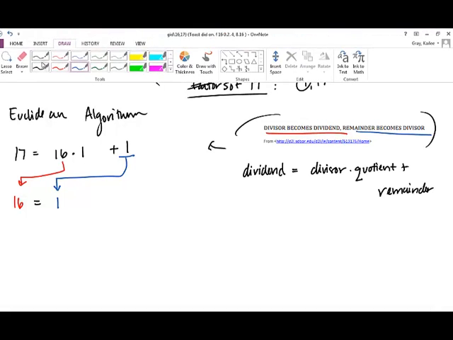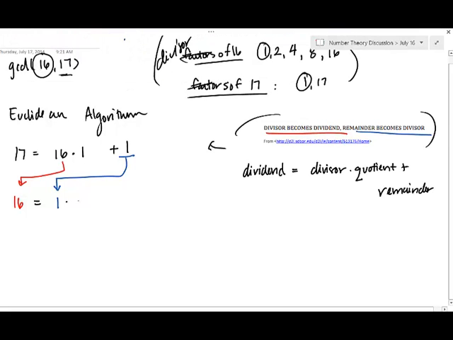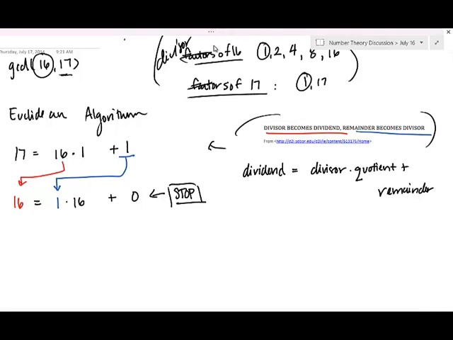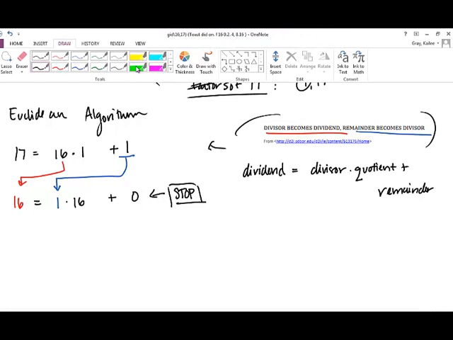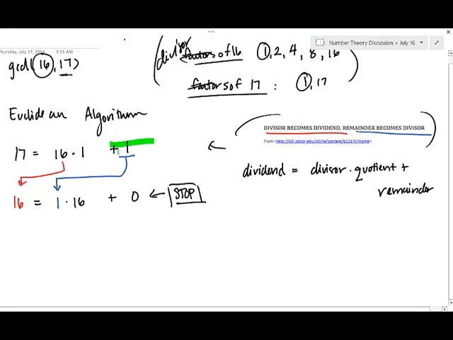So now I'm going to finish this process. 1 goes into 16 sixteen times. We have none left over. Once we hit a 0 remainder, this is our stopping point. Once we hit that 0, we're going to look at the previous remainder, and that will be our GCD.